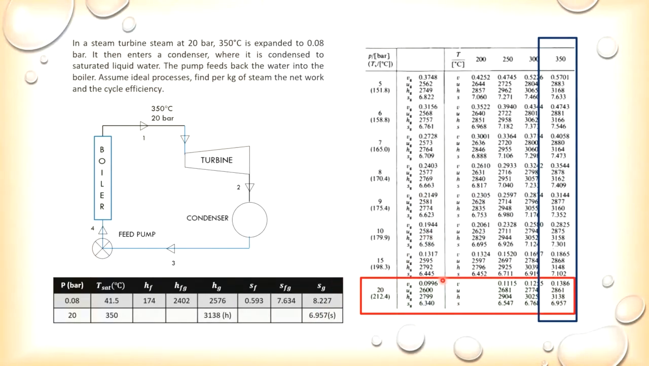From the property table, you can search 20 bar, and inside this bracket here it shows you the saturation temperature, that means the boiling temperature. But they have given us 350. When you compare 350 with 212, we know that it is already superheated. So you move on to temperature 350 here. From 350 and 20 bar, these are the properties: the specific volume, the internal energy, the enthalpy, and the entropy. So 3138, 6.957.